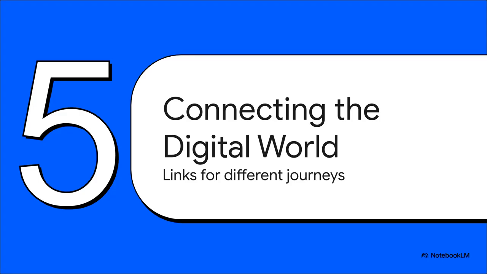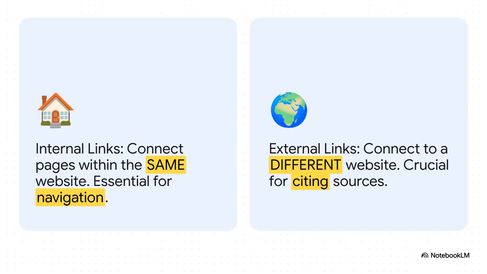Okay, for our last section, let's talk about the different kinds of journeys these links can take us on. Because, believe it or not, all links are not created equal, and knowing the difference is actually really important if you want to build a well-structured website. We've basically got two main types, internal and external. Think of internal links as the hallways in your house. They connect all the rooms or pages within your own website. They're what you use for your main navigation menu. External links, on the other hand, are like roads leading to someone else's house. They point to a page on a completely different website, and they're essential for things like citing your sources or linking to other helpful resources.